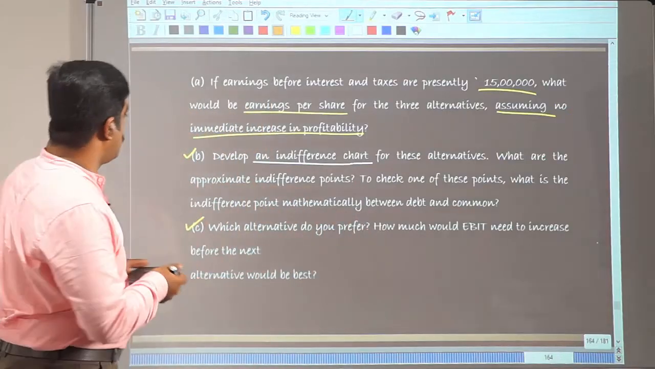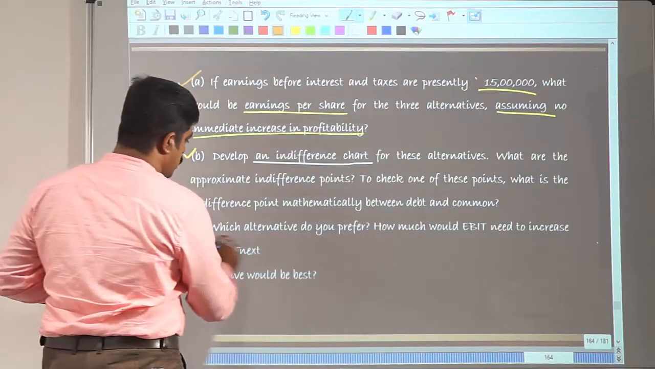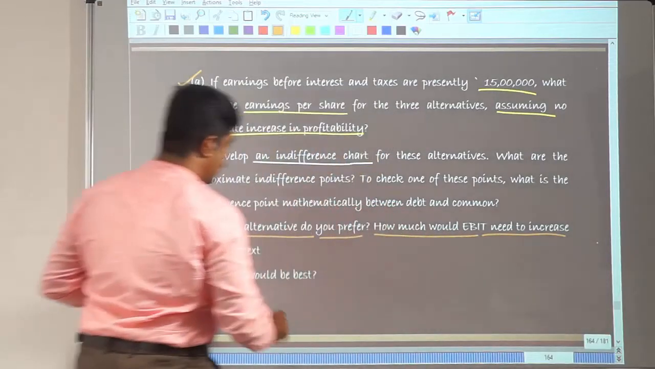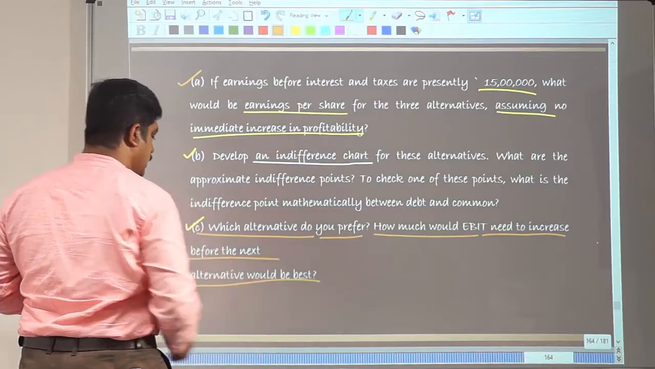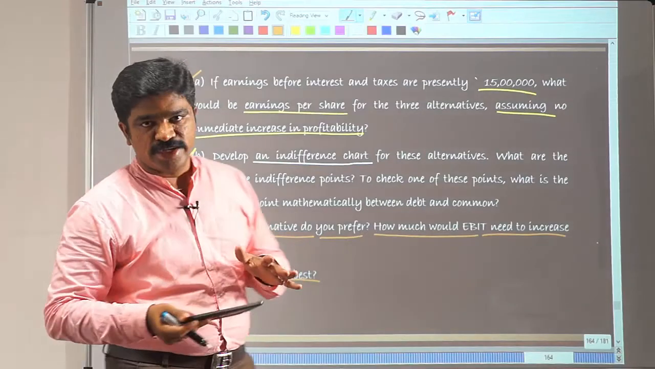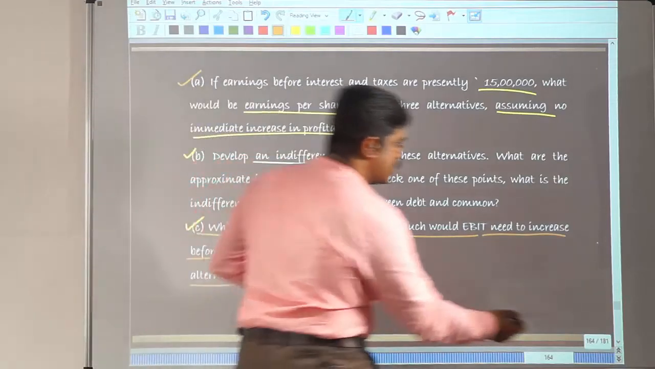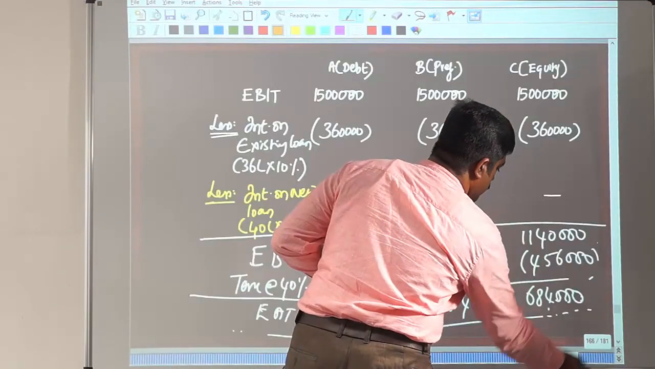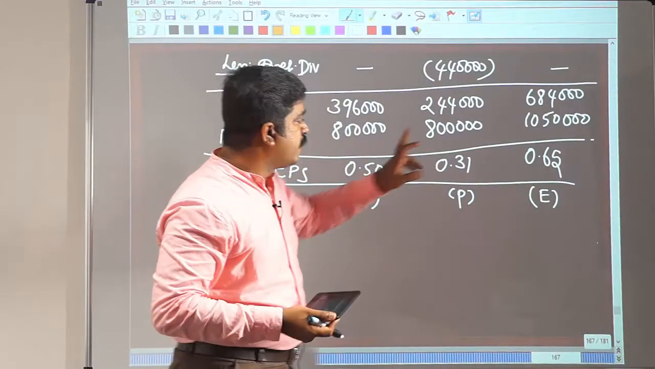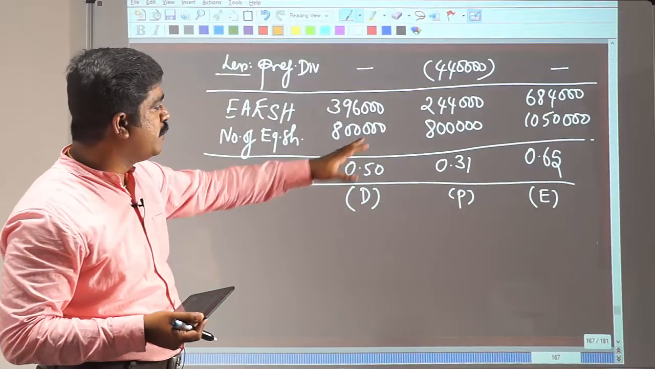So we have now completed both A and B. What is left over is C. Question is, which alternative do you prefer? How much would EBIT need to increase before the next alternative would be the best? Now we have talked about three alternatives, and the best is always the equity, because the equity was giving the highest EPS when the EBIT was 15 lakh. Because if you look here, when their actual EBIT is 15 lakh, equity is the best.